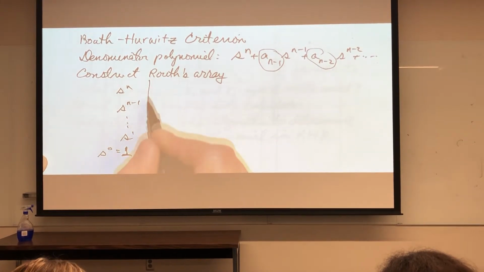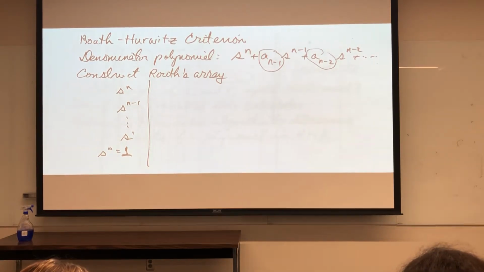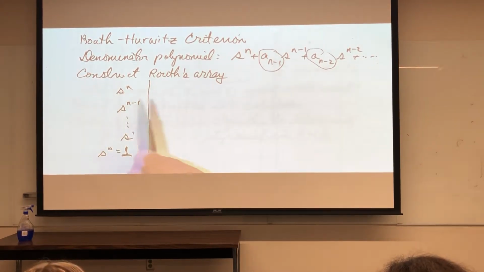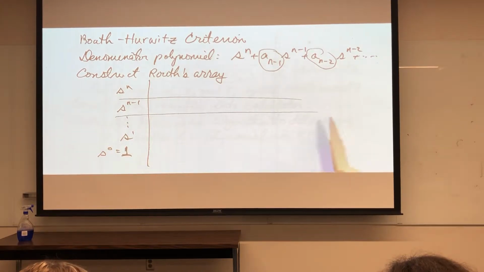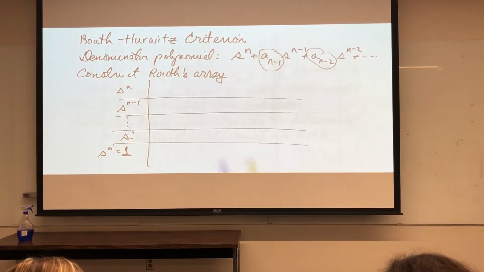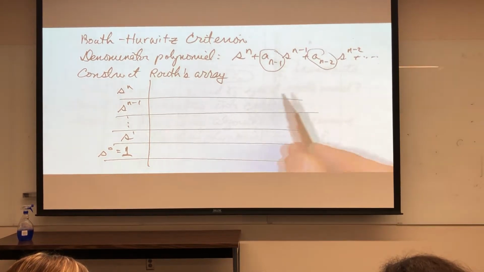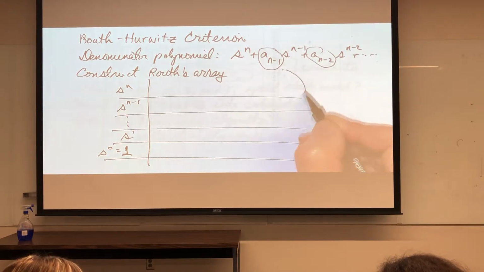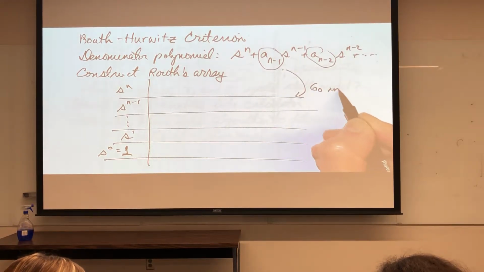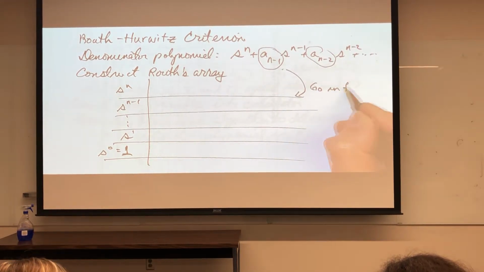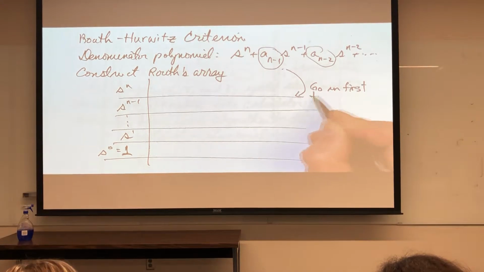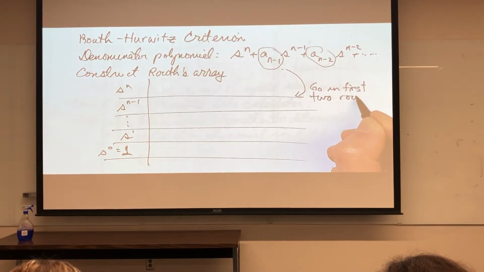Okay. So we just make a list like that. These are going to be rows of information that we got to put in. Now we're going to build this array. And the way we start the array is we take these coefficients, and these coefficients go in the first rows. They go in the first 2 rows.